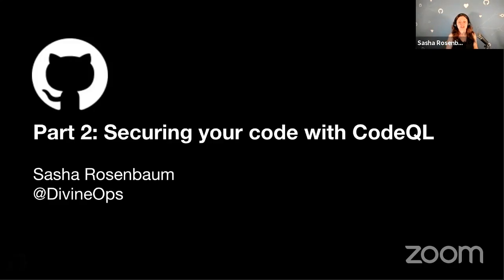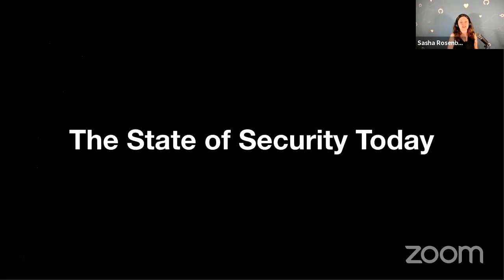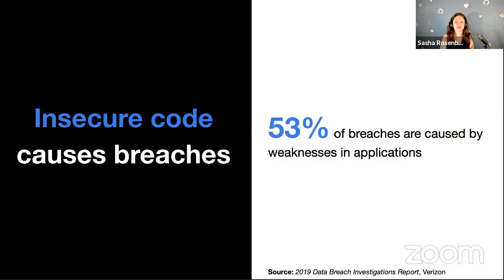So we're going to talk about securing your code with CodeQL. I'm just going to set up a little bit, and I know this is a security audience, but let's just talk for a second about the state of security today. What we know is that 53% of breaches are caused by weaknesses in applications. And actually most of the rest of them are caused by weaknesses in configuration. So basically, the code we write is primarily the cause of security breaches.